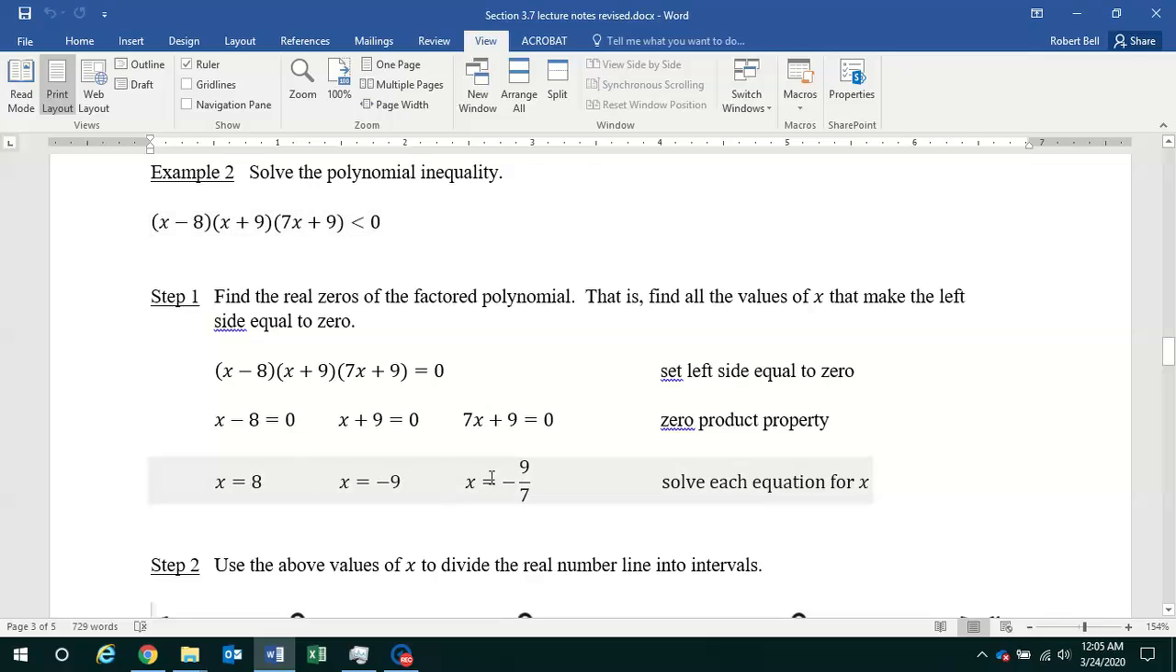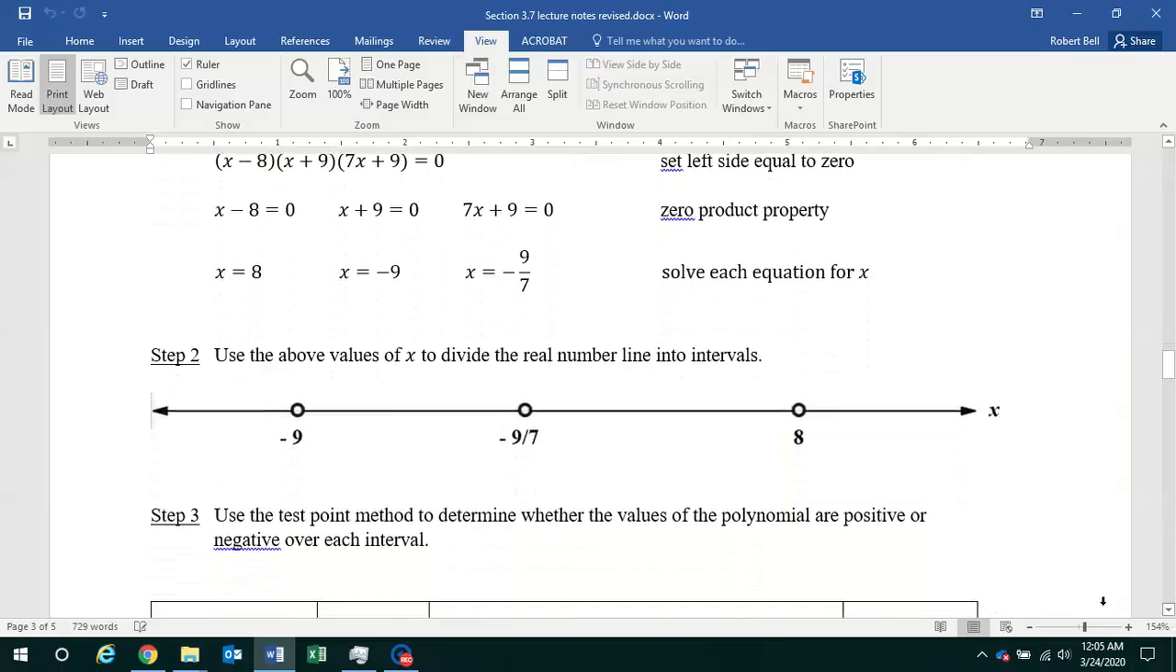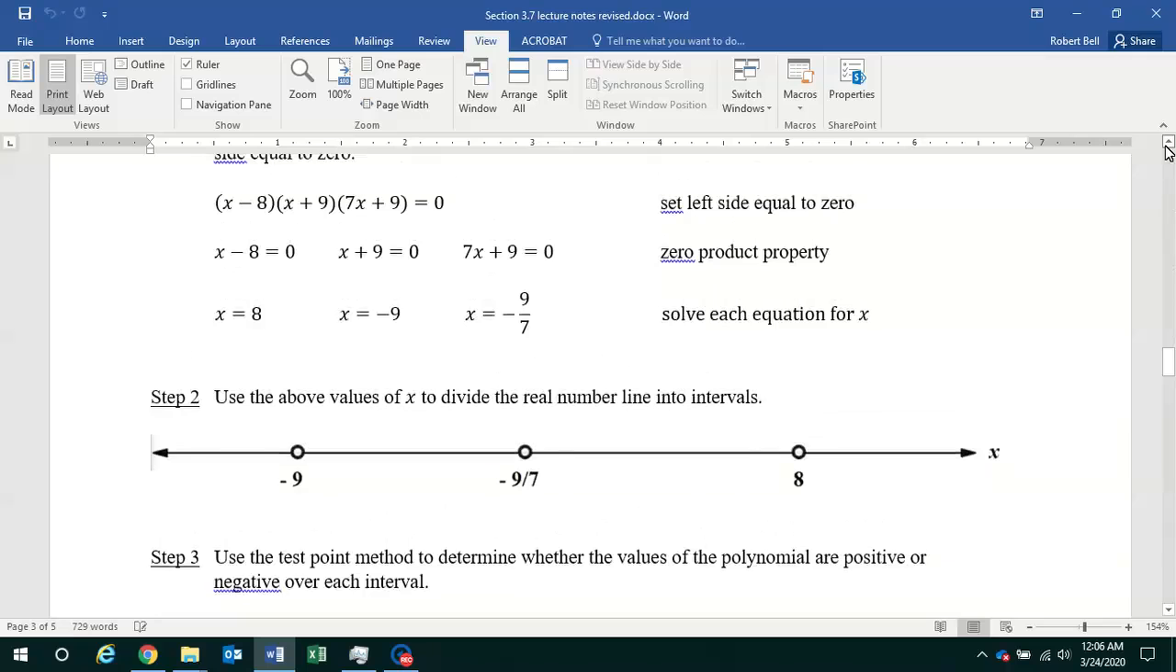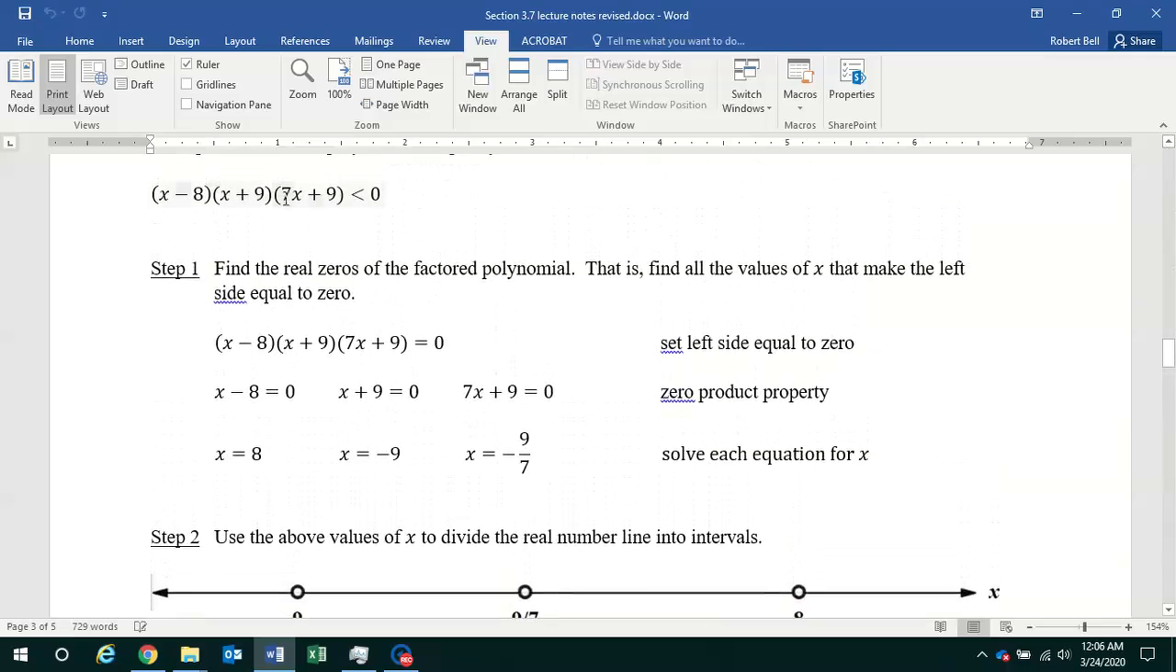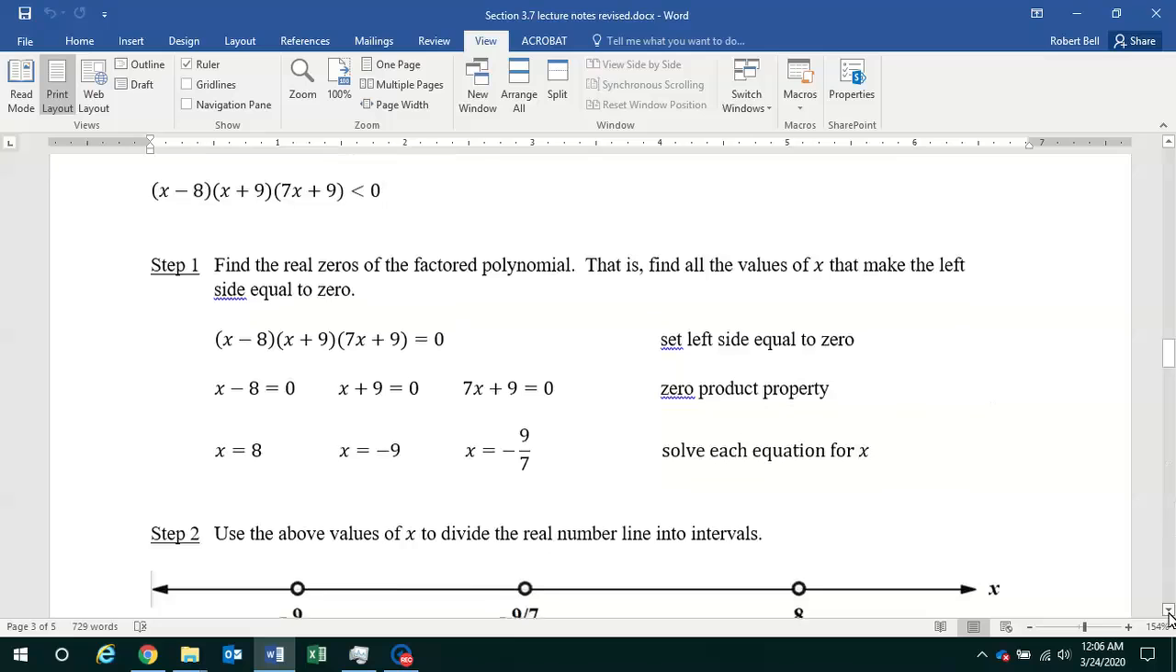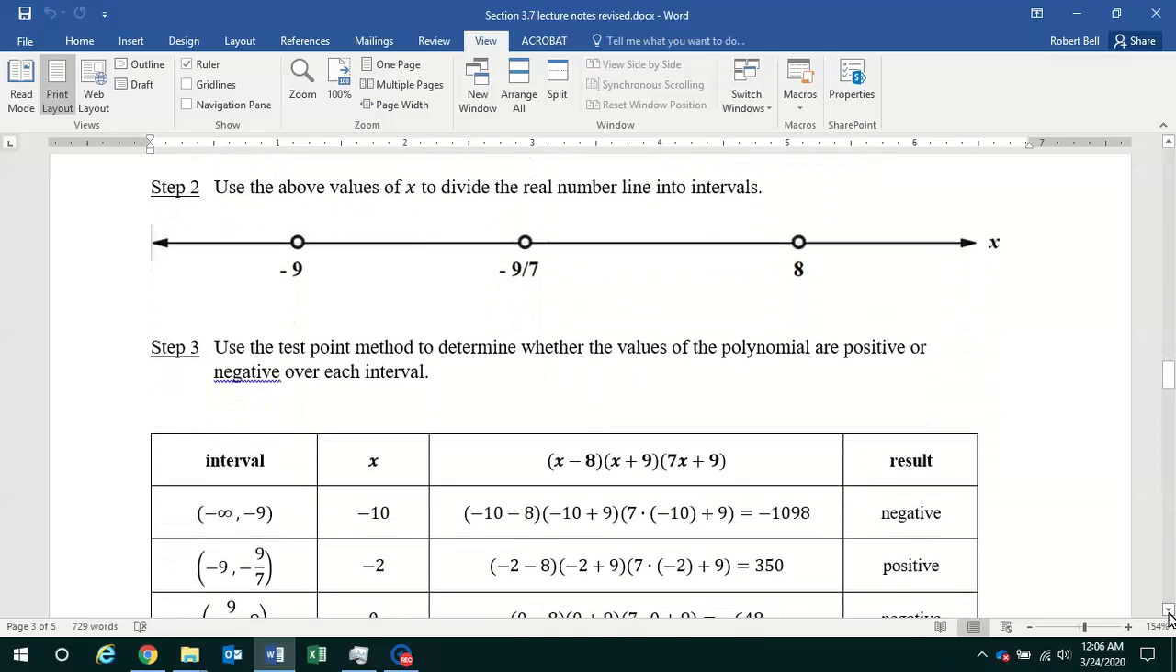And so those are the three numbers we can put in for x, and the left-hand side will equal 0. We then use those three numbers to divide the real number line into intervals. So here's -9, here's -9/7, and here's +8. And again, we have open circles at those numbers because those numbers make the left-hand side of our polynomial inequality equal to 0, not less than 0. So they're not in our solution set. We then do the test point method for the 4 intervals created by those 3 numbers.